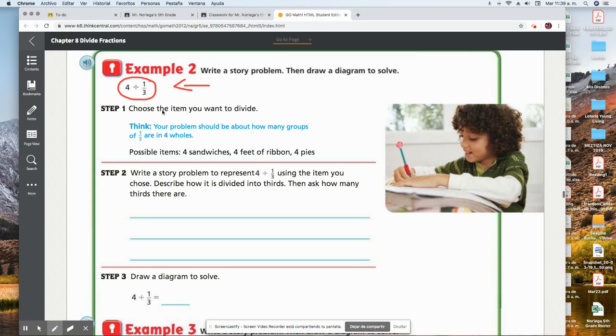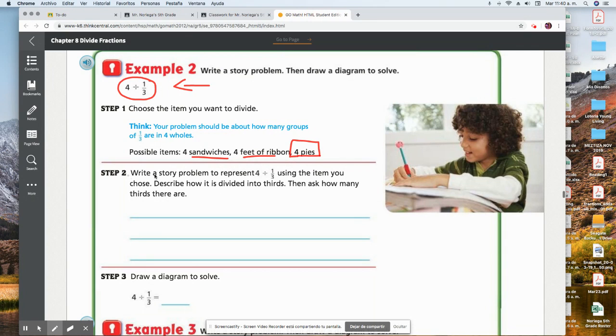Okay, step 1, choose the item you want to divide. Think, your problem should be about how many groups of 1/3 are in 4 wholes. Possible items: 4 sandwiches, 4 feet of ribbon, or 4 pies. Whatever we want to pick. I'm just gonna pick 4 pies.